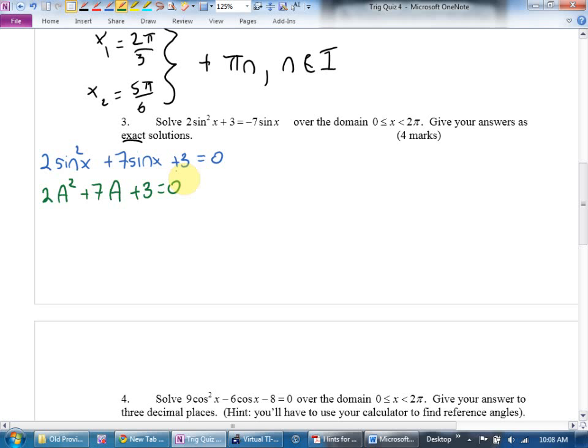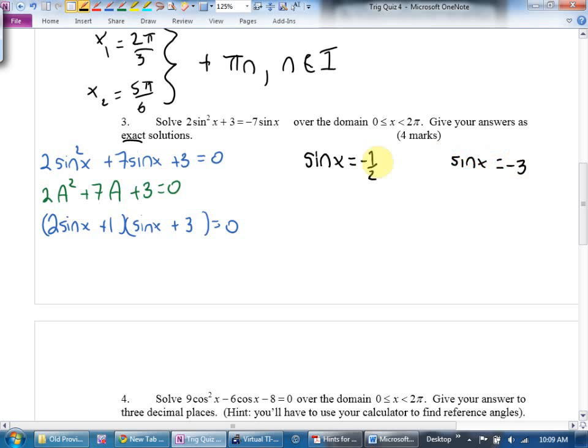This is going to factor into definitely a 2 sine x and a sine x. And I want to end up with a 7, and I need numbers that multiply to 3. I think I have to go plus 3 there and plus 1 there, because that's going to give me 1 plus 6 is 7. Middle plus outside gives me the middle of my original term. And I get this: sine x equals negative 1 half, sine x equals negative 3.